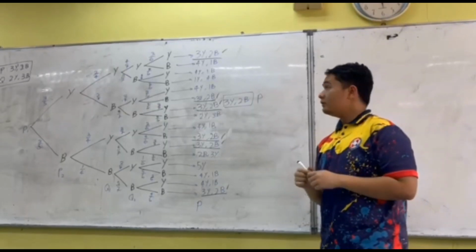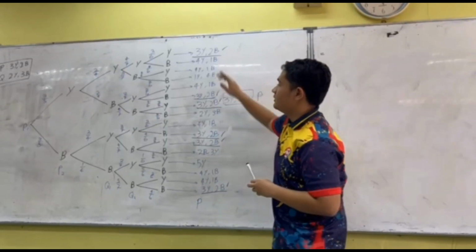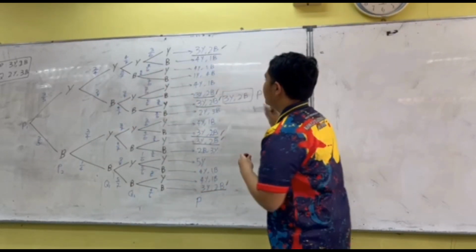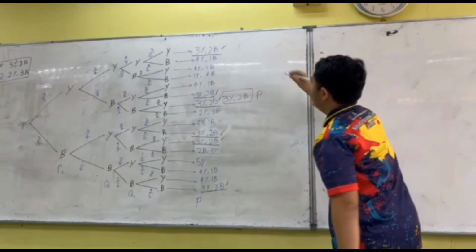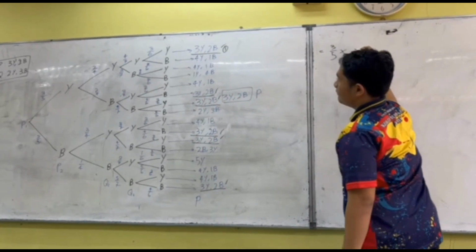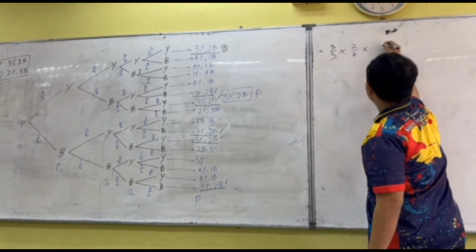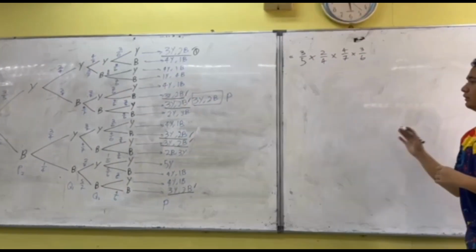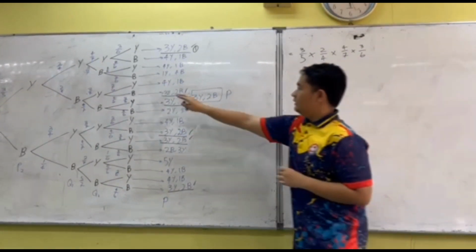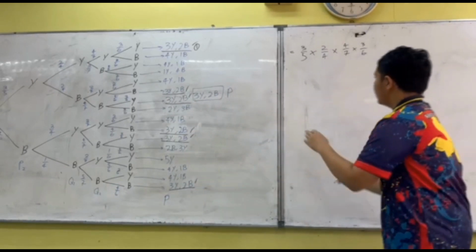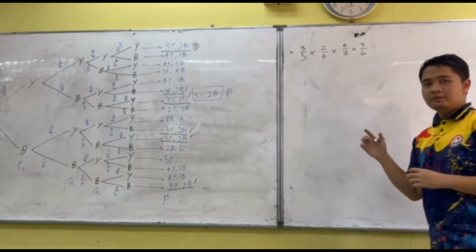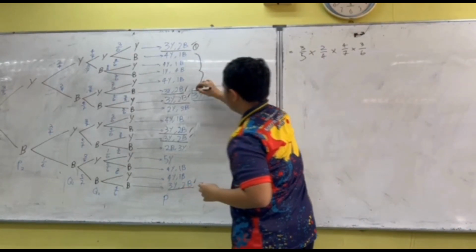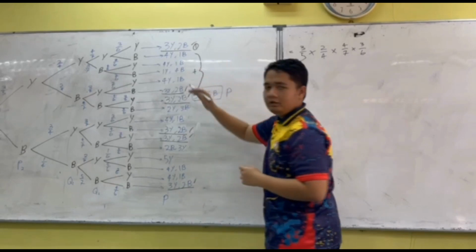Alright, now let me show you the example on how to count these probabilities. Remember, I said that we need to multiply along the branches to get the probabilities. So the first one, we need 3 over 5, multiply 2 over 4, multiply 4 over 7, multiply 3 over 6. So there are other possibilities as well, like this one, this one, this one, this one, and this. So we also need to add those possibilities. And when we add among the branches, we need to add, not multiply.